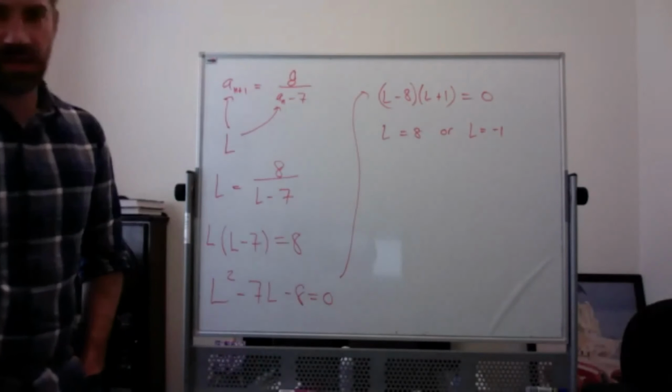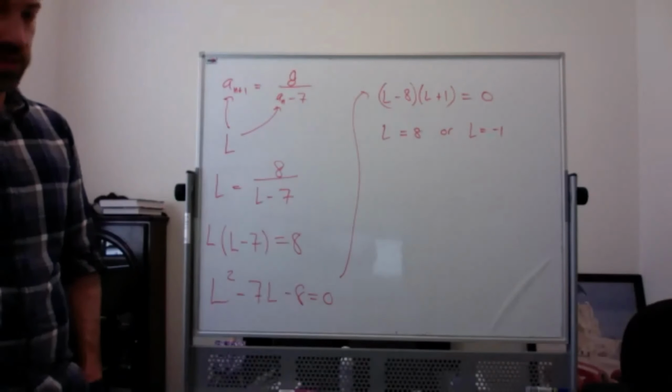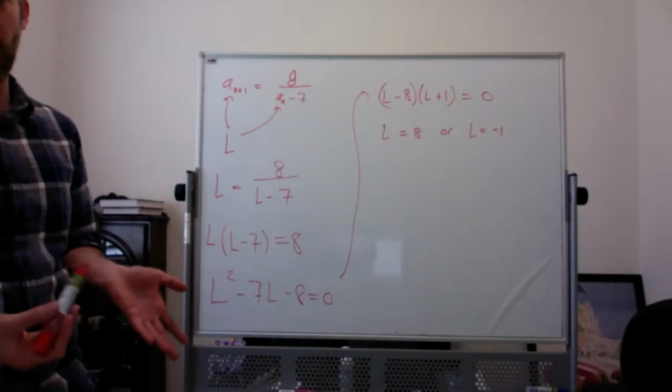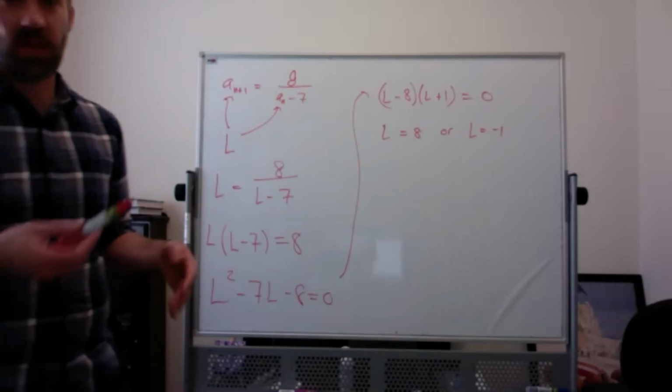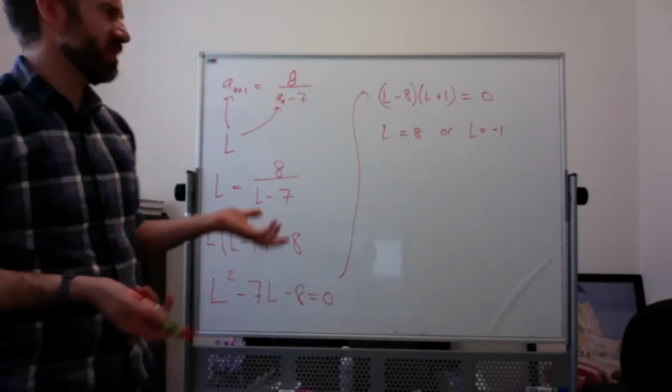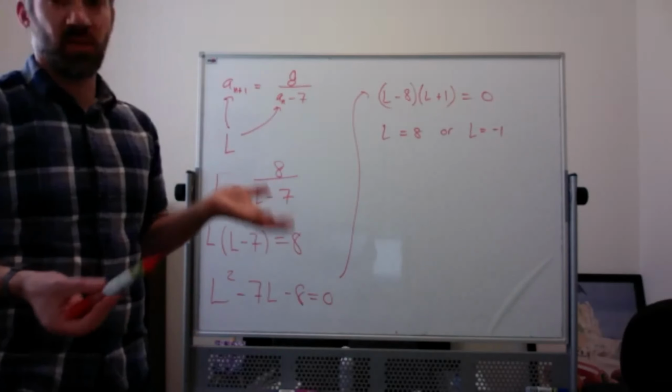So the question is, and you guys might not actually cover this, I don't know, but the question here is, which of these is the limit? Because they can't both be the limit. If you're talking about a limit of a sequence, you can only ever have one limit value. So which of these is it? Well, sometimes it depends on where you start.